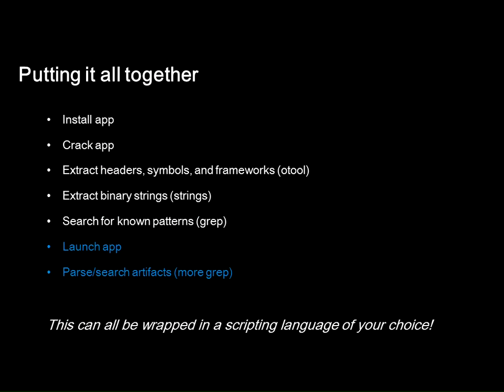So let's walk back. Let's put it all together again. We already saw the first steps. That all looks really good. Now we're adding launching the app. This is also something you can script on a jailbroken device. Launch the app. Maybe you log in. If you have enough time, you're logging in, you're clicking around. And then you're looking at file system artifacts, you're parsing them, you're using some of these tools to figure out what's there.